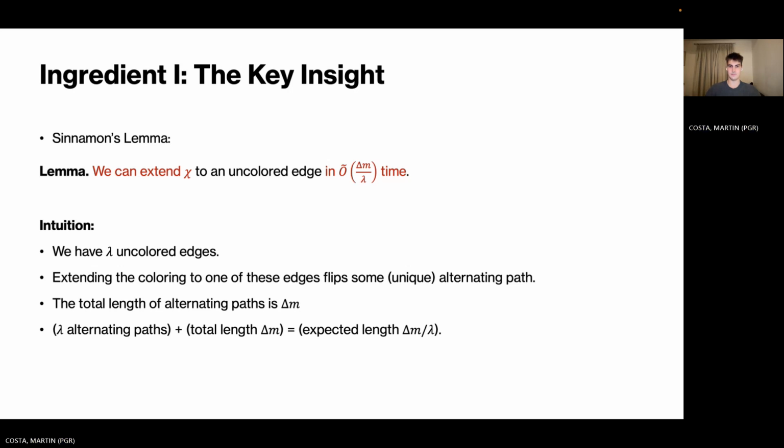over lambda, right? And unsurprisingly, with some basic data structures, you can implement the algorithm so that the time it takes to flip the alternating path is proportional to the length of the alternating path, which basically gives us this delta m over lambda bound on the running time, in expectation at least, right?